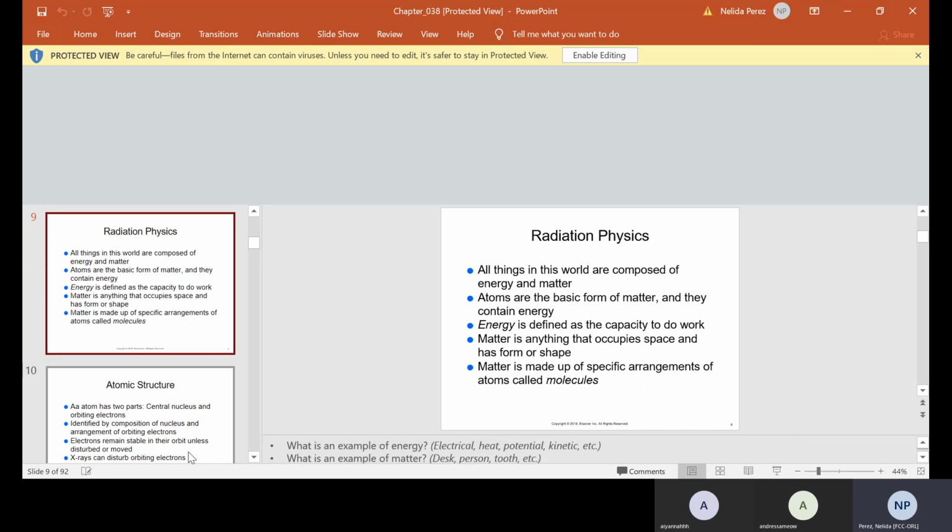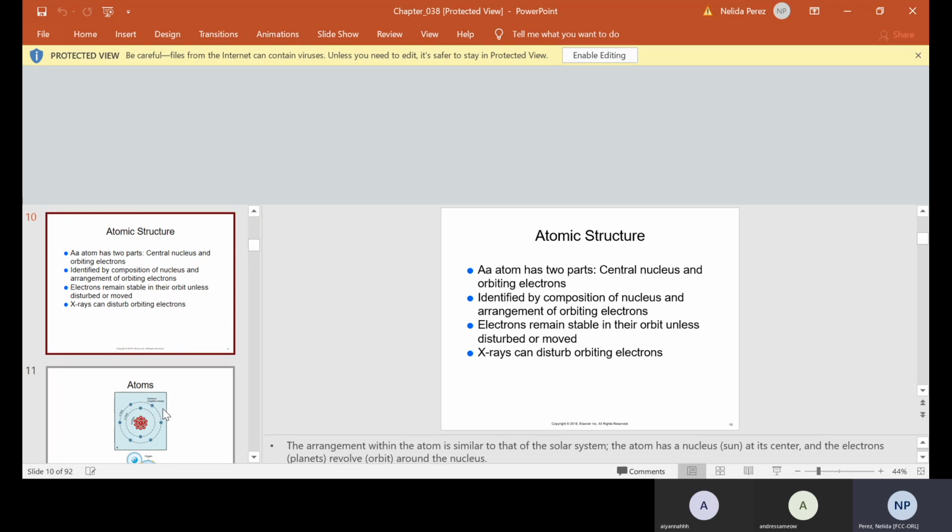Now, all things in this world are composed of energy and matter, and this is where we talk about radiation physics. Atoms are the basic form of matter, and they contain energy. Energy is defined as the capacity to do work. Matter is anything that occupies space and has form or shape. Matter is made up of specific arrangements of atoms called molecules. Now, an atom has two parts, a central nucleus and orbiting electrons. You guys might have remembered this from high school, some of you not too long ago.